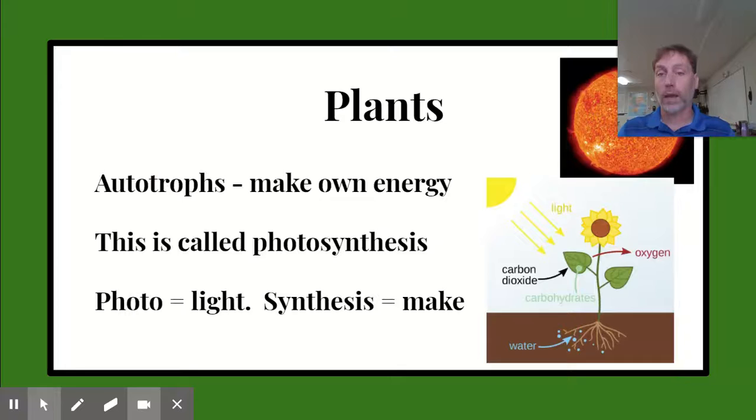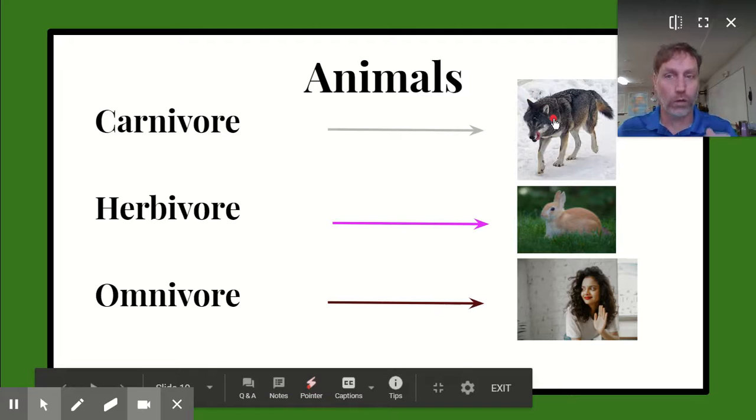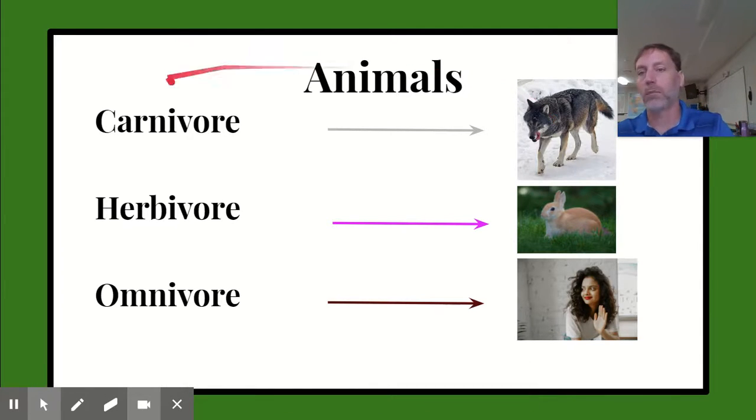Now, we're animals, so human beings are animals, and animals can be thought of in three different ways based on how they eat or how they get energy. One is a carnivore. Carnivore, like a wolf here, survives on eating other animals. It eats flesh. Carne means flesh. The original word means flesh. Okay. So a dog or a cat and wolves and lions, they eat other animals to stay alive, okay, to get their energy.